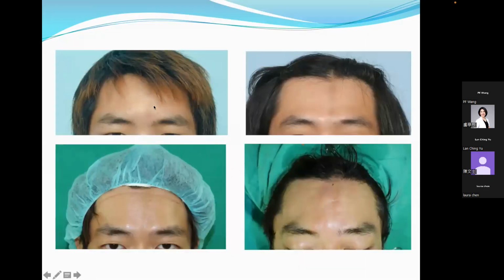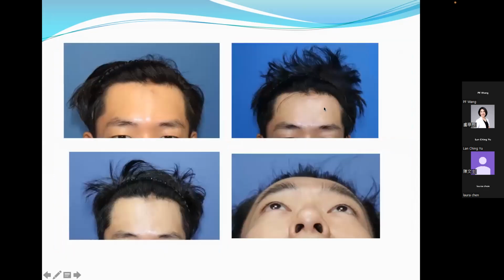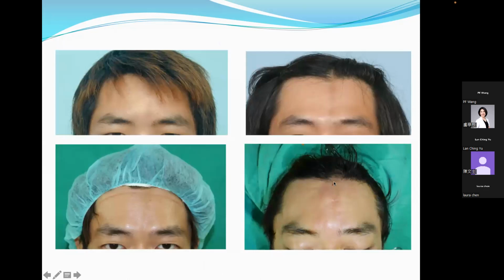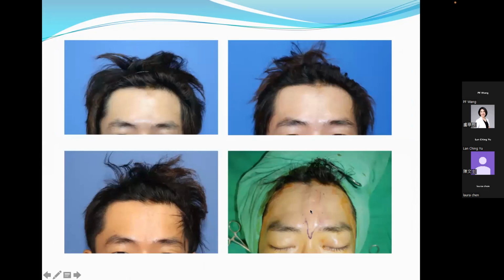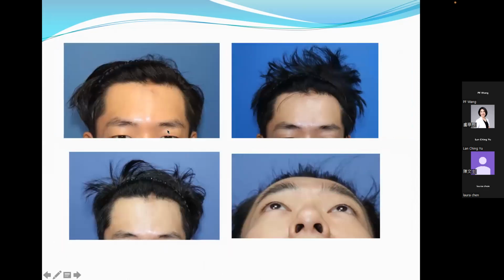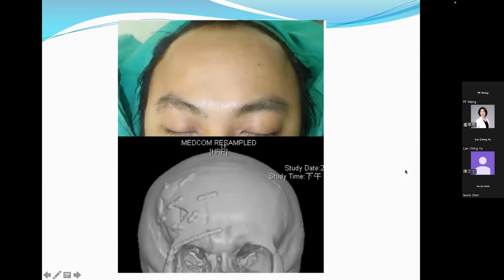Then comes this gentleman. After 2 times of fat injection, he still came with depression. This gentleman was so upset. So I did the first fat injection together with Botox injection. This is the second time. And this is after surgery. This is 1.5 years after surgery. You can see very good contour, and the patient is very, very satisfied with 2 times of fat injection.